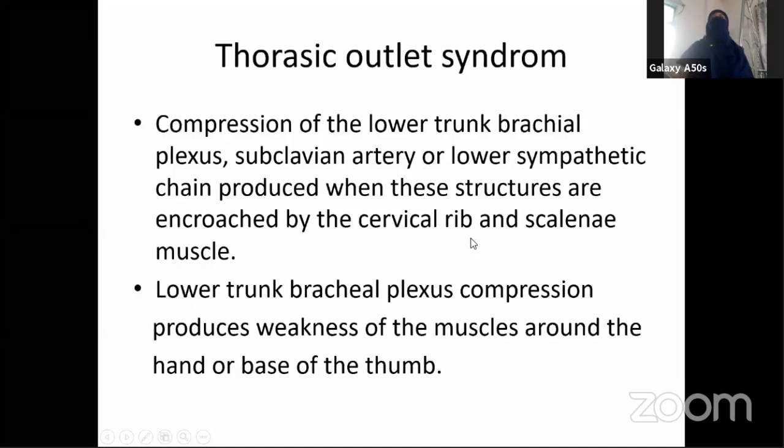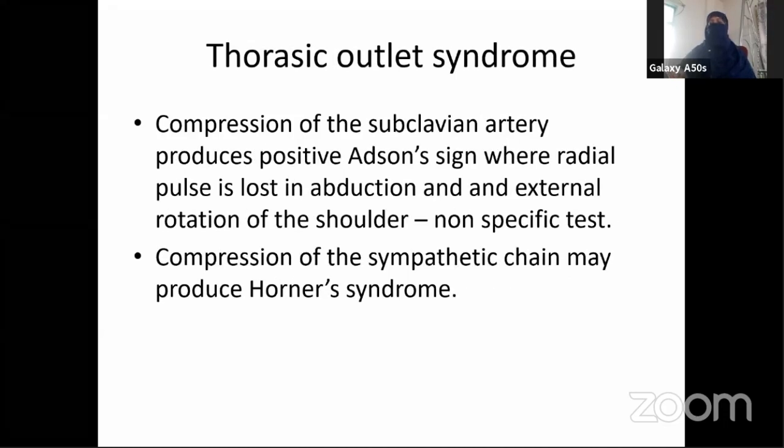And then next is the thoracic outlet syndrome. The compression of the lower trunk brachial plexus, the subclavian artery or lower sympathetic thoracic chain, produced when these structures are encroached by the cervical rib and scalene muscles. The lower trunk brachial plexus compression produces weakness of the muscles around the hand and at the base of the thumb.